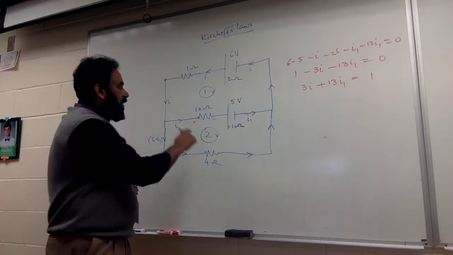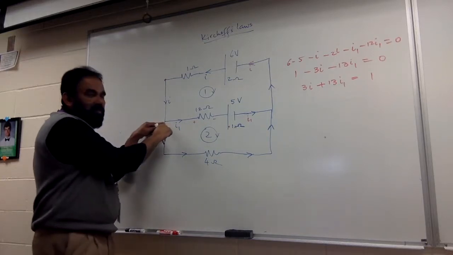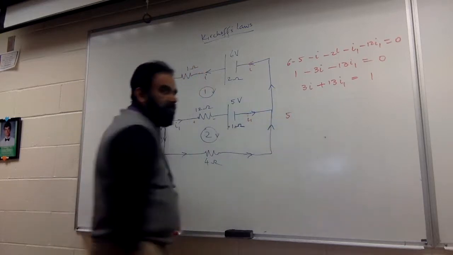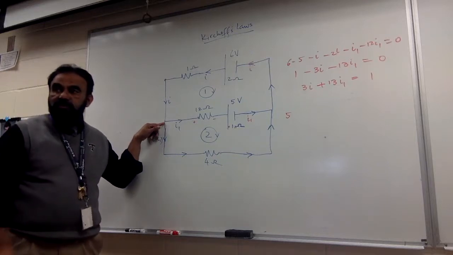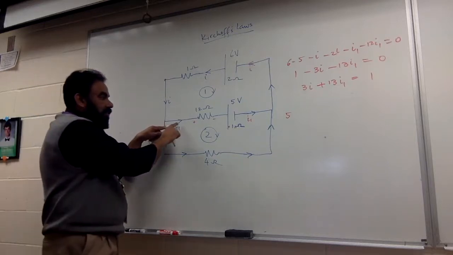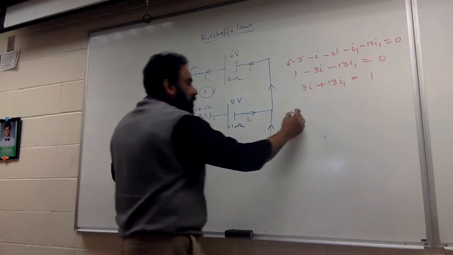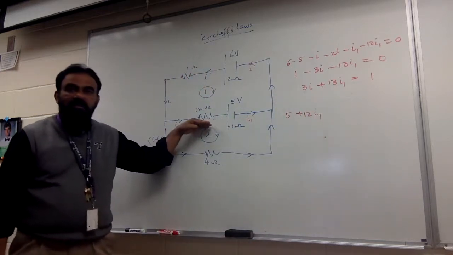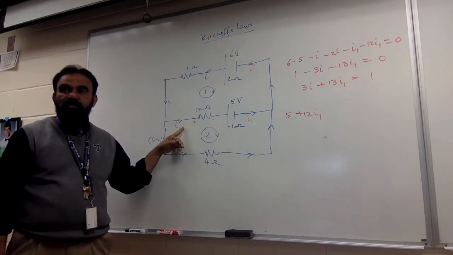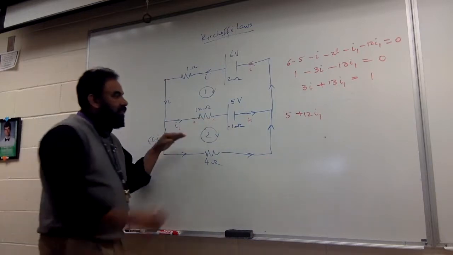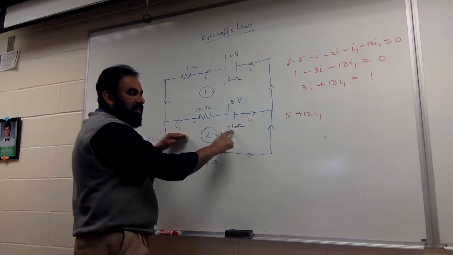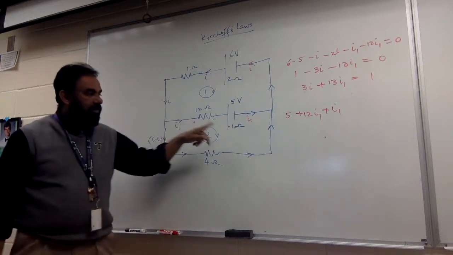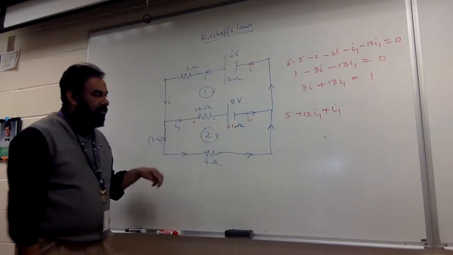Leave that there. Now let's go to the second loop, starting from here. I'm searching for the EMFs first, so that's 5 and nothing more. Now going to the currents, potential drops. The first potential drop is 12I1. This time it's positive because my search is in this direction and the current is assumed to be going in the same direction. Next resistance I'm meeting is this one, which is plus I1, because I1 times 1 is plus I1.